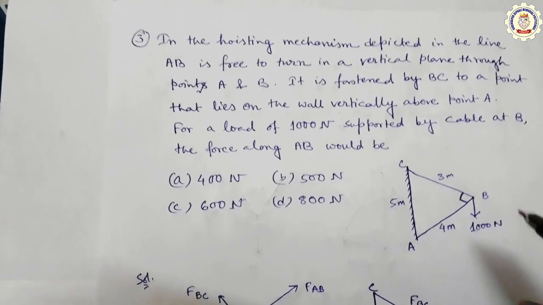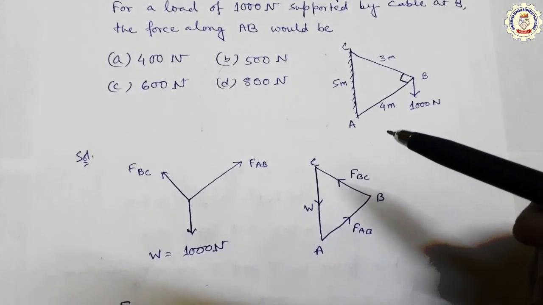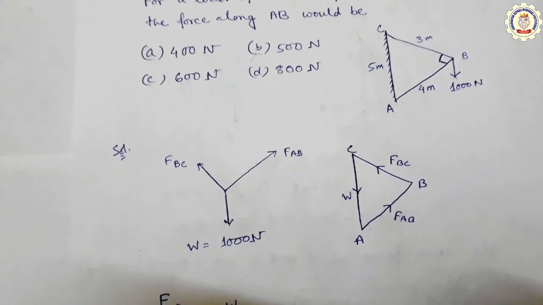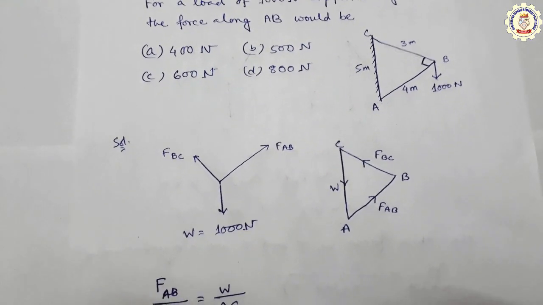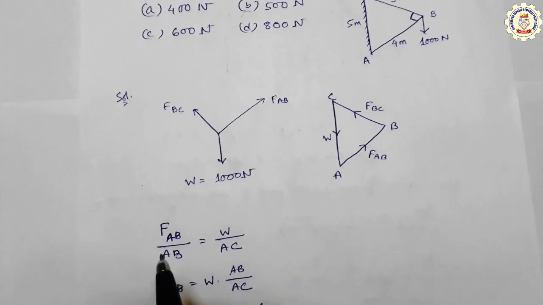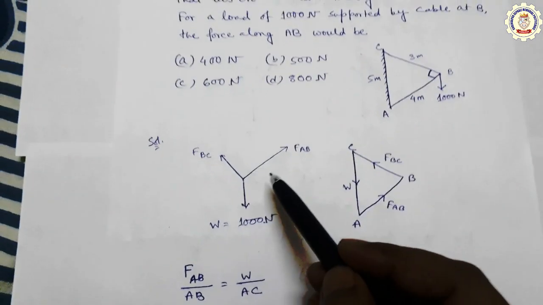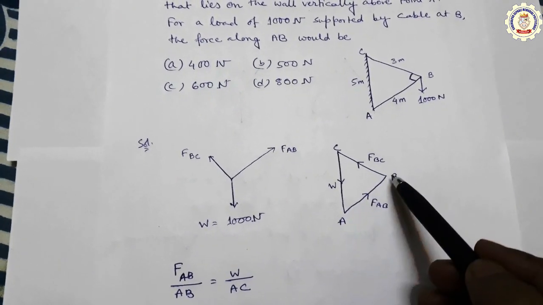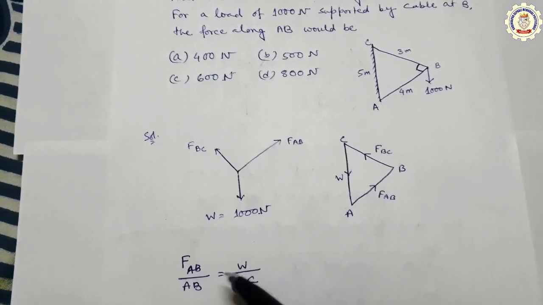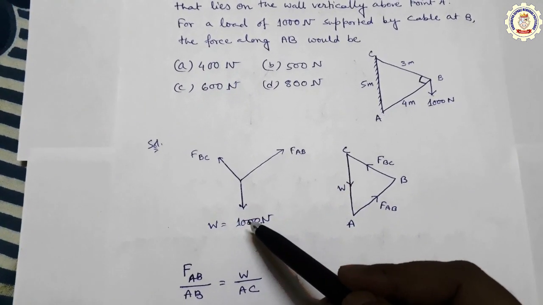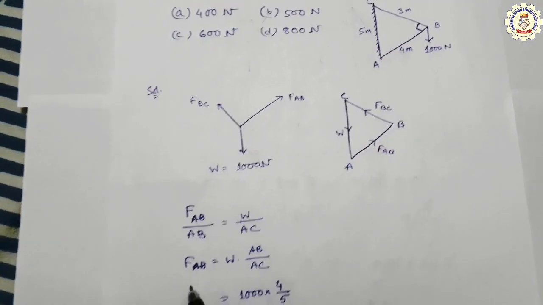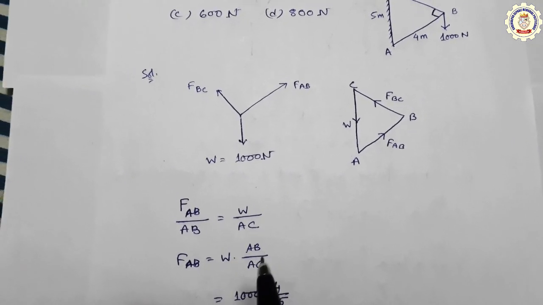So from this main diagram, you can simplify it as a free body diagram. This is the free body diagram. Let's focus on the problem. What is FAB? That is the force along AB. FAB by AB equal to W by AC, this is the AB, this is FAB, this is the W and this is AC. So FAB equal to W into AB by AC.